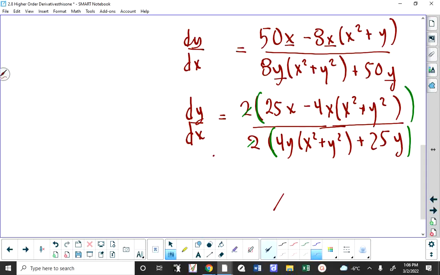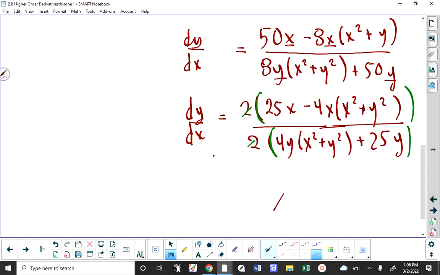So is there anything else you could do here? Could you factor the top? Sure, you could take an x out of the top. You could take a y out of the bottom. But to what end? What would be the reason, the motivation for doing that? And I would say there isn't one. So I'm going to end it there.